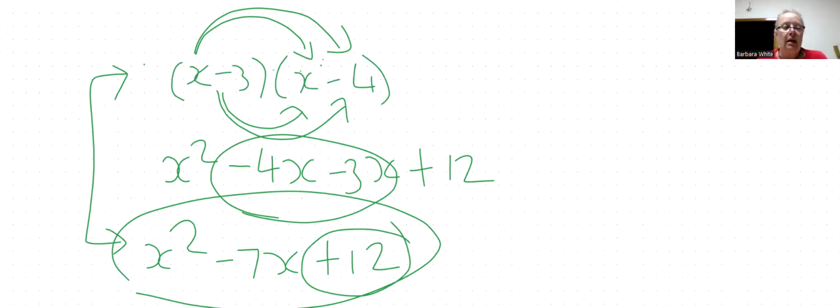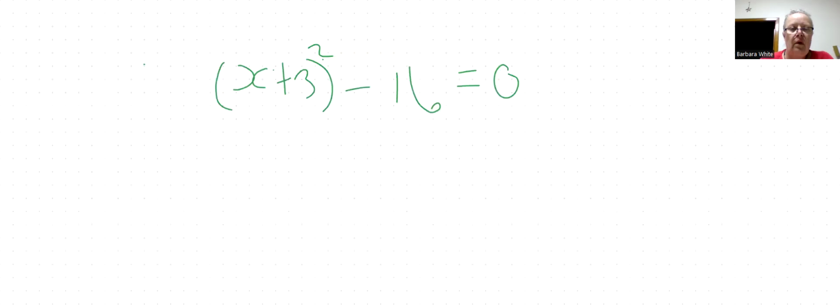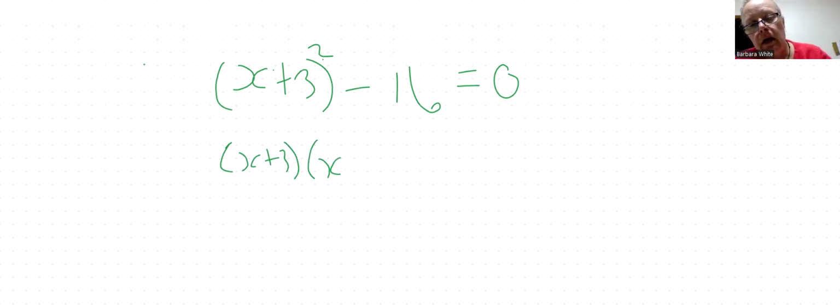Let me find another example for you. Sometimes you see it in this kind of format. So we can do exactly the same thing. We can expand and simplify. So x plus 3 squared looks like this. And then we take 16. So let's expand the brackets because that's the first thing always with your BIMDAS.